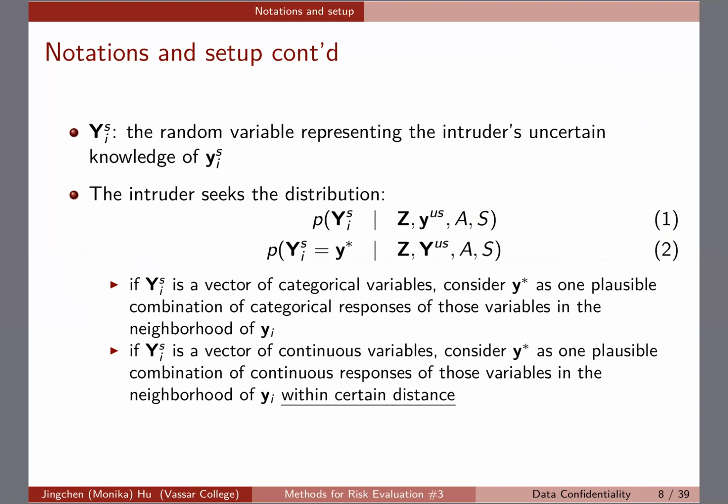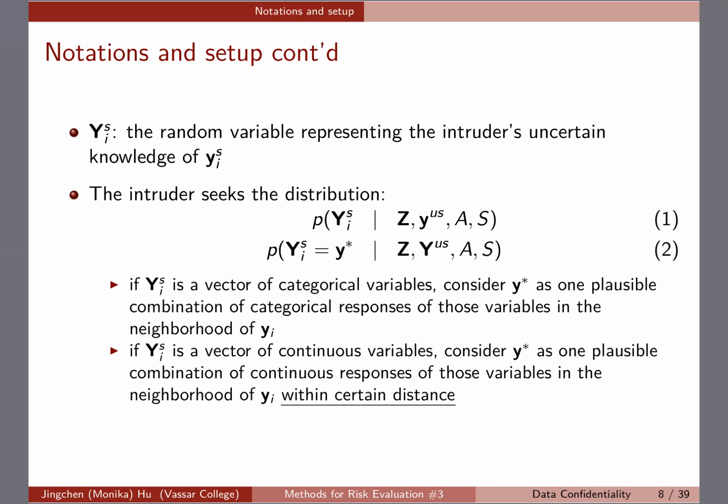And so the first one is we use capital Y_i^S to represent the random variable representing the intruder's uncertain knowledge about y_i^S. So the smaller y and capital Y. And essentially, what the intruder is looking for is the distribution, equation 1, right? So look at what equation 1 is doing. It is Y_i^S given Z, Y^US, and A, S. Okay, and we also express equation 2, which when we have y_i^S star here is a particular guess, possible guess of Y_i^S. So 1 and 2 will be equivalent in this case.